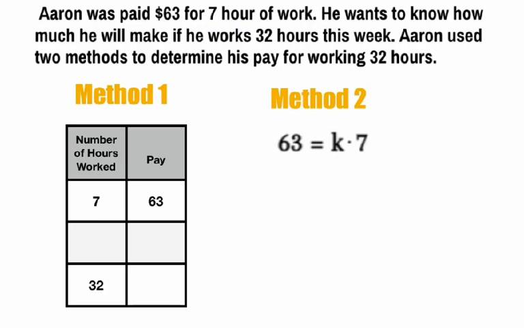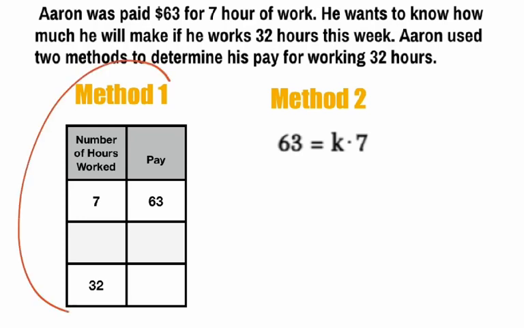So let's look at an example. Let's drop down here. Let's look at this word problem. We've got a table, a couple methods here, and I don't think this is too bad. I think you'll get the hang of it, but let's try it out. Aaron was paid $63 for 7 hours of work. He wants to know how much he will make if he works 32 hours this week. Aaron used two methods to determine his pay for working 32 hours. Here they are, method 1, method 2.